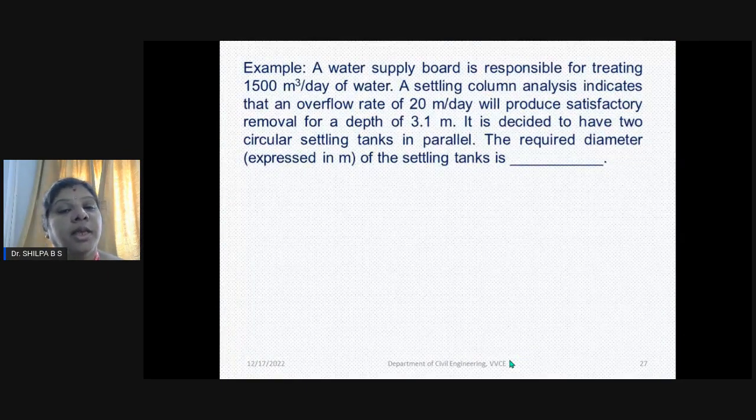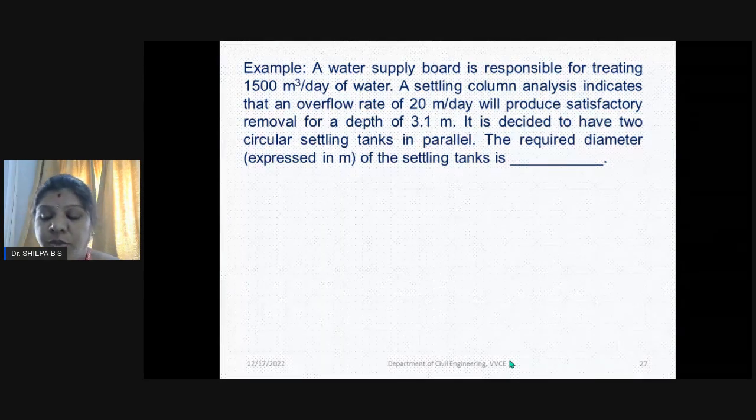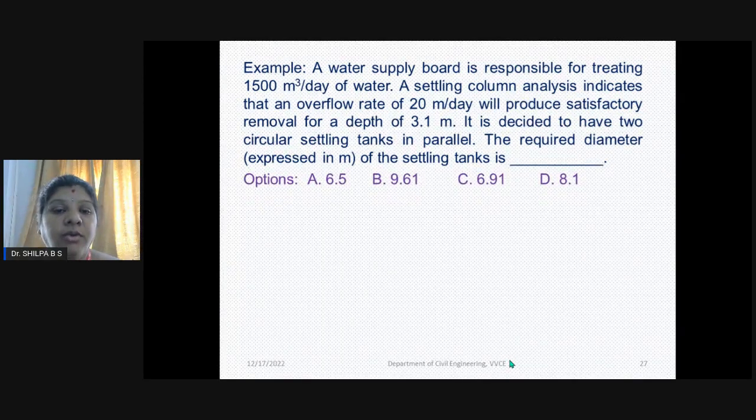Next example is a water supply board is responsible for treating 1500 meter cube of water. A settling column analysis indicates that an overflow rate of 20 meter per day will produce satisfactory removal for a depth of about 3.1 meter, and it is decided to have two circular settling tanks in parallel. The required diameter of the settling tank should be how much they are asking, which should be expressed in meters. So they have given the four options. So answer for this is C, that is 6.91.